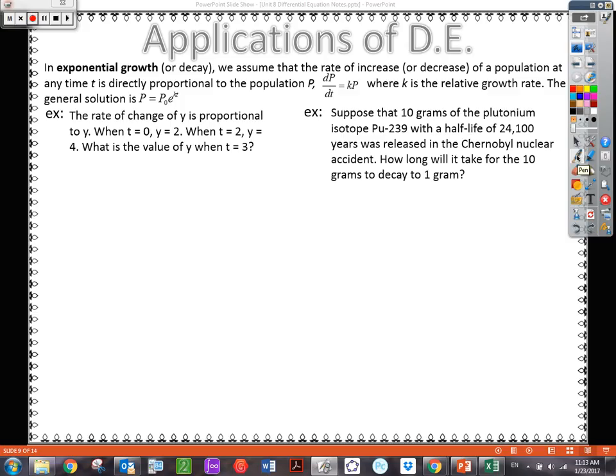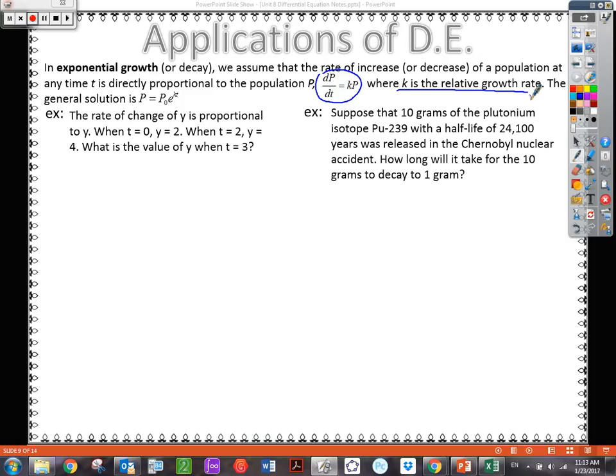So in exponential growth or decay, we assume that the rate of increase or decrease of a population at any time t is directly proportional to the population. Directly proportional, inversely proportional, those are some algebra concepts that hopefully you recall. Directly proportional, if you remember, is just straight directly across the equal sign. So this is the differential equation that we use for growth or decay, where k is a relative growth rate.